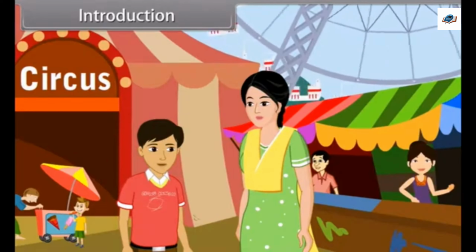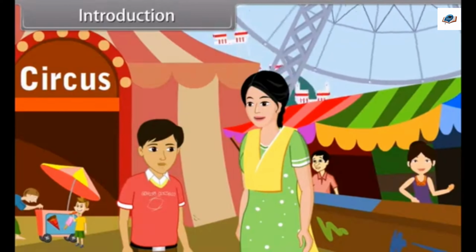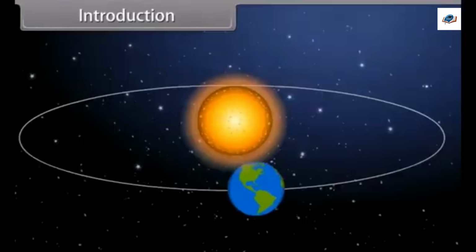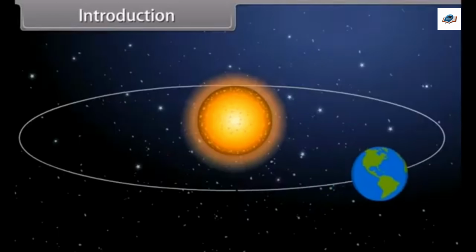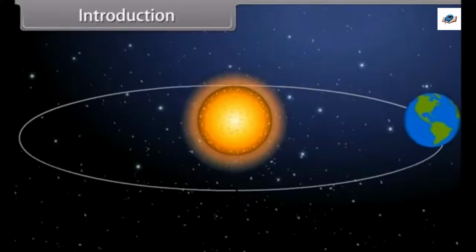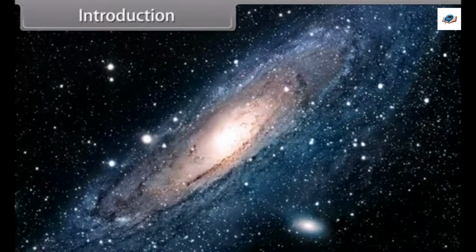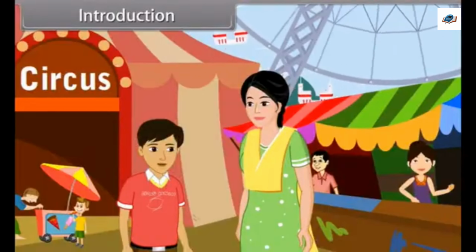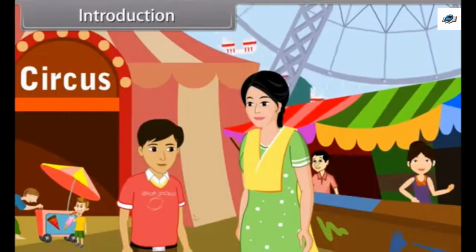But I am not in motion. Even if you appear to be not, the Earth is moving around the sun. Mom, I want to know more about motion. Please tell me. Okay.